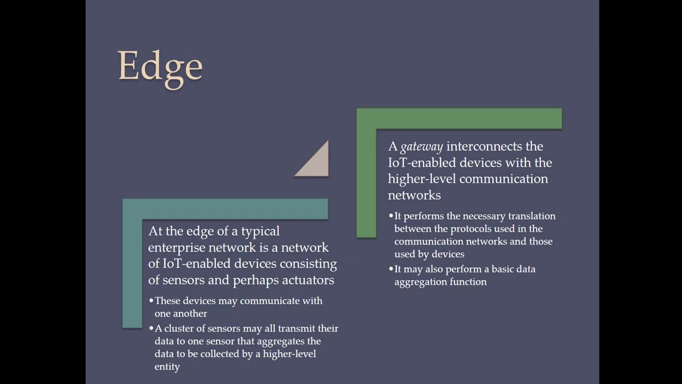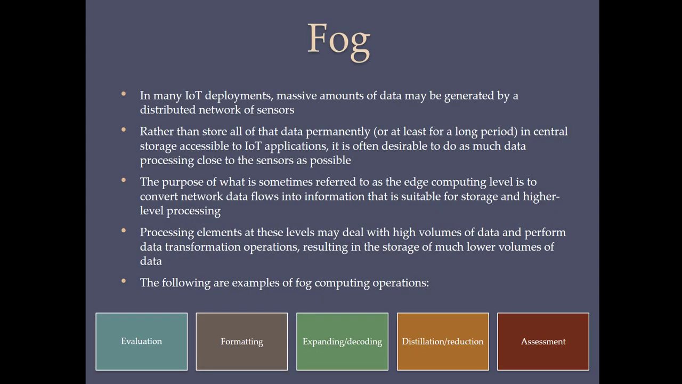And then after the edge, we will find that we have the fog, right? And as we said, the fog is mainly getting the processing near to the IoT devices. So for example, if you are working or having IoT devices in a farm in Iowa and the cloud is actually in California.